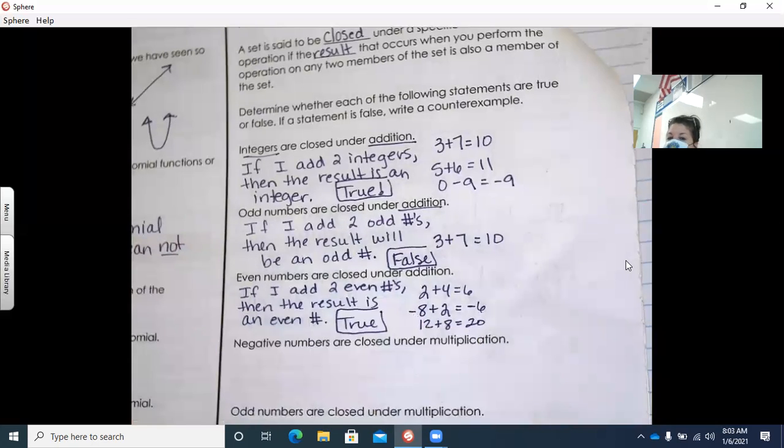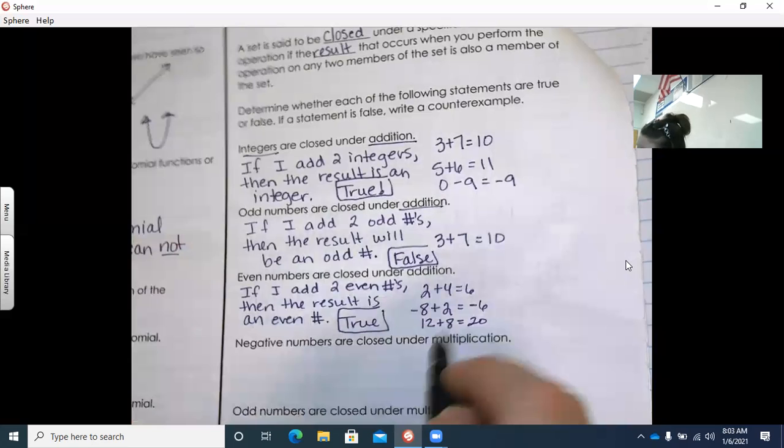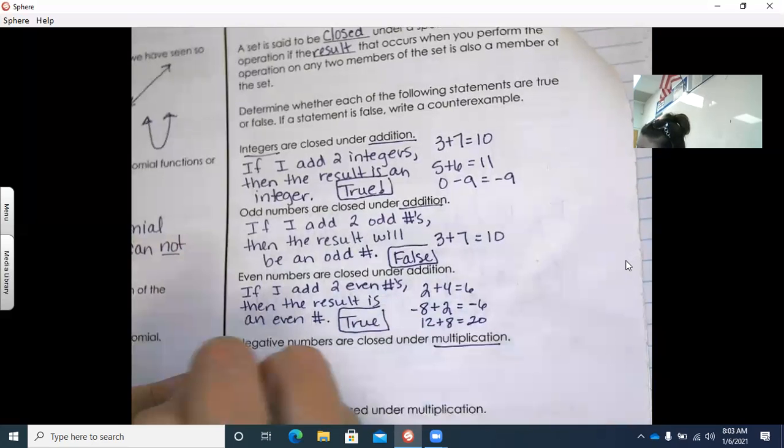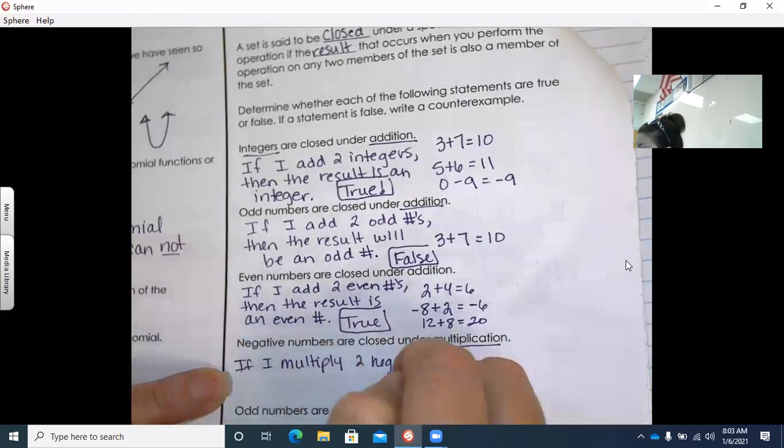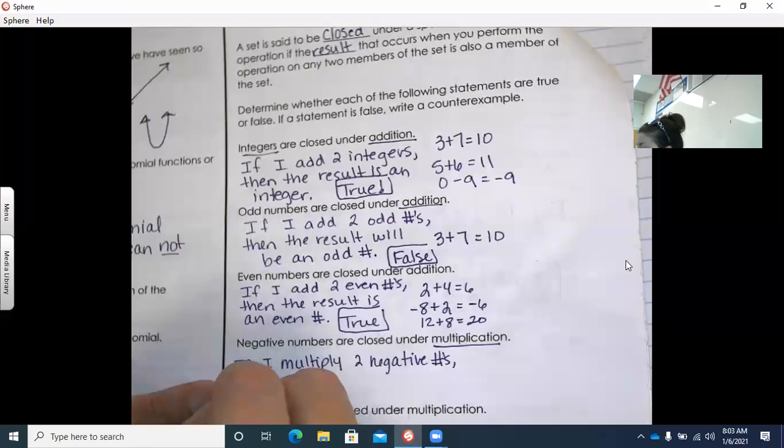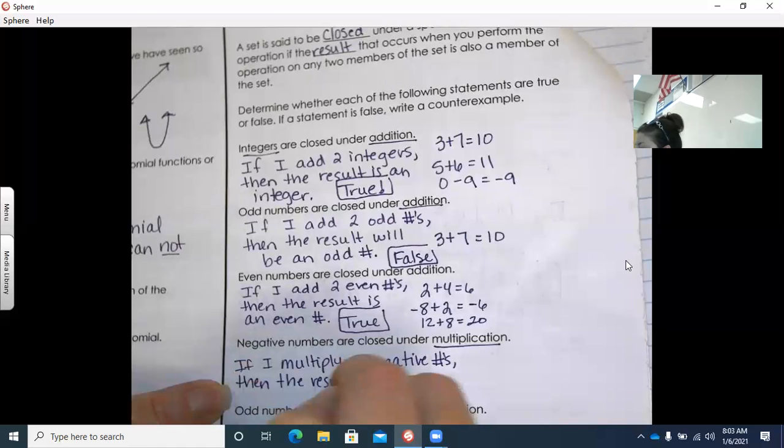Negative numbers are closed under multiplication. So now we're talking about multiplication. So this means if I multiply two negative numbers, then the result will be a negative number.